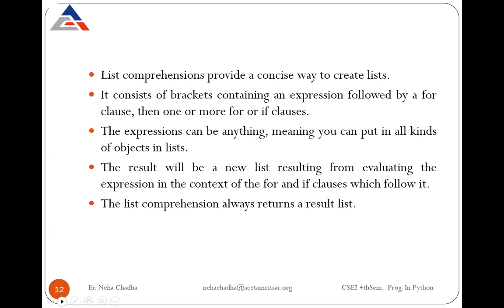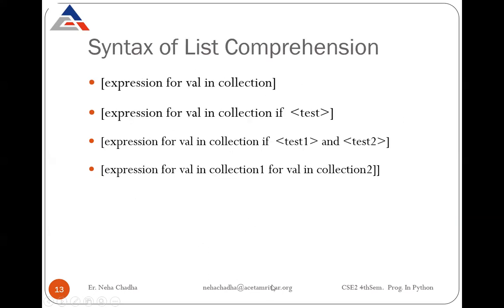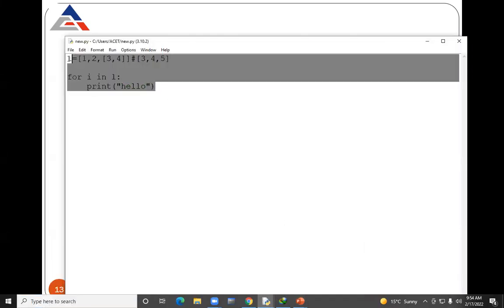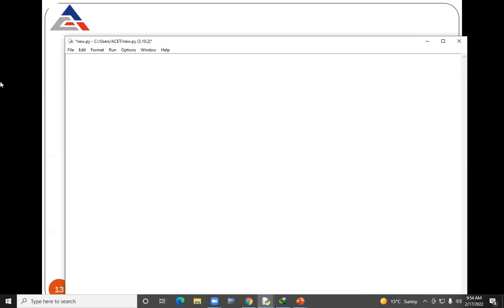Okay, then moving further, this is the syntax. We will write a program for all the syntax. There are four types of list comprehensions. Firstly, we will discuss the first syntax, the expression for value in collection. Let me open IDLE. Here I will write all the syntax, so it will be easy for you to understand. List one, I'm giving that as the comprehension list one.